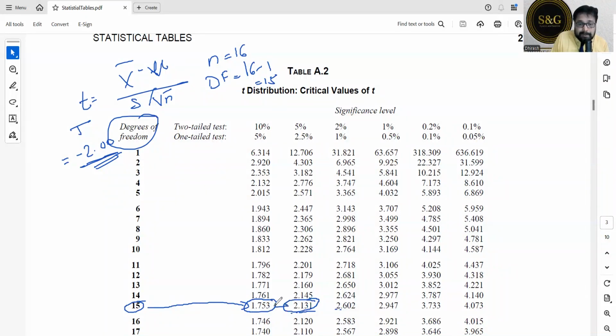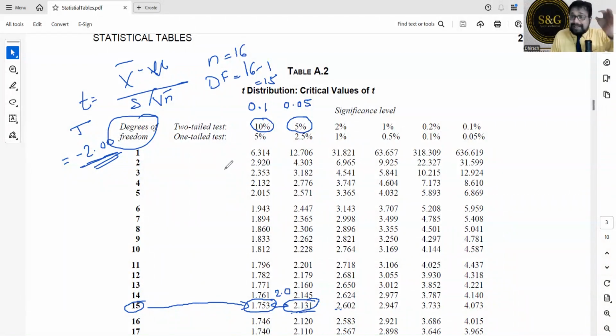So our value must be between 1.75 and 2.13. Yes or no? Because it is 2.0. Correct? Now, this is between these. If I see above, it is 5% and 10%. So my p value must be between 0.1 and 0.05. In both these cases, it is greater than 0.05.